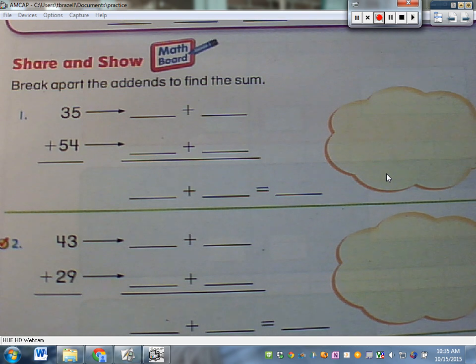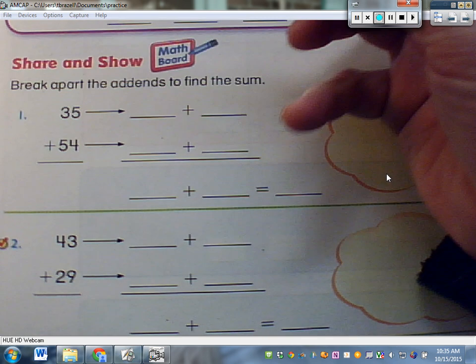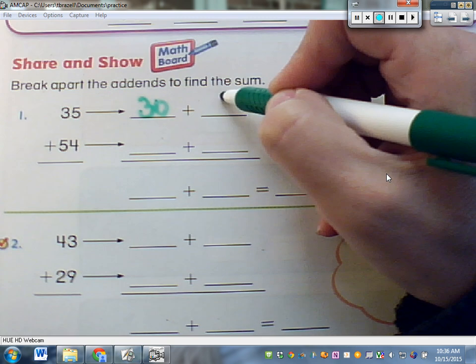So we're going to start. This is basically breaking it down into the place value, expanding the number out. We've used that term since the beginning of the year. Expand the number like a rubber band. So we're going to expand 35 out into tens and ones. So 35 becomes 30 plus 5.